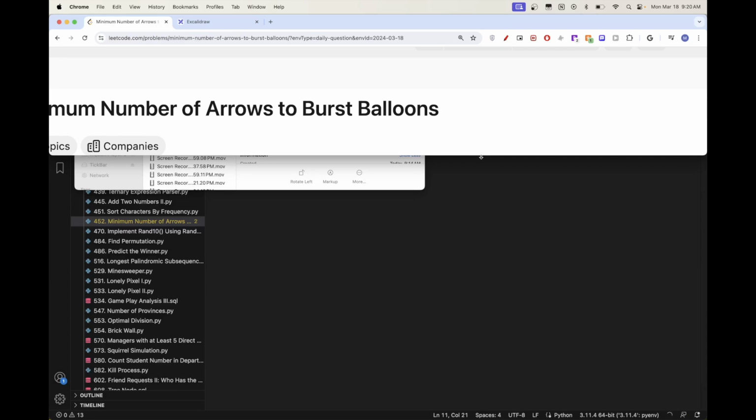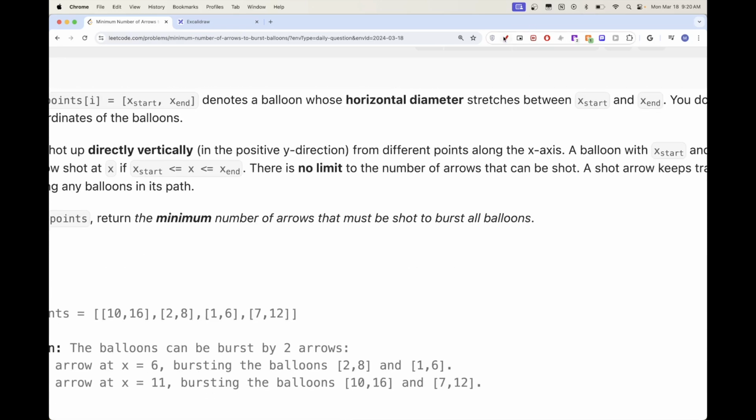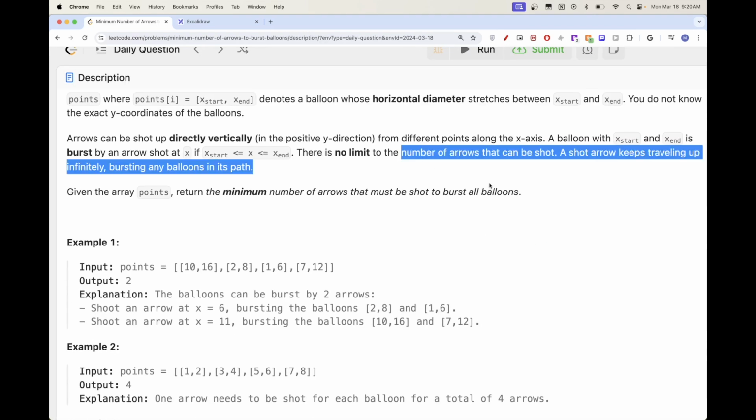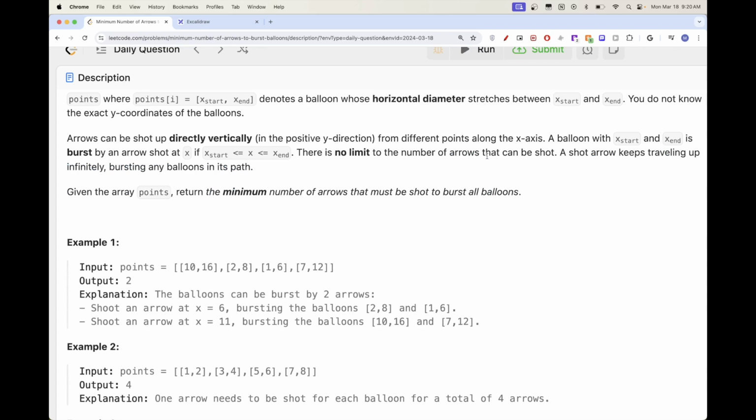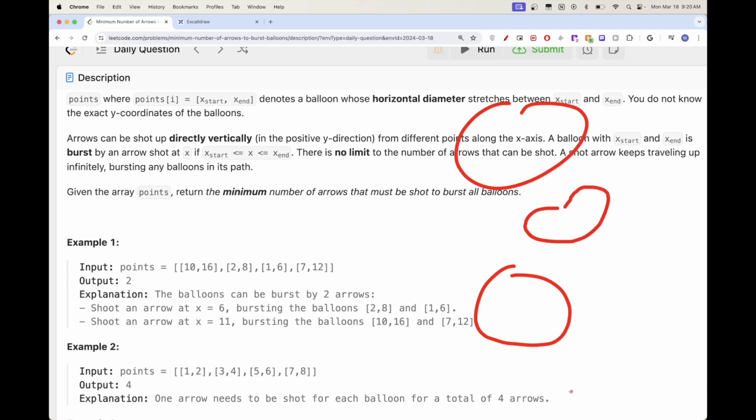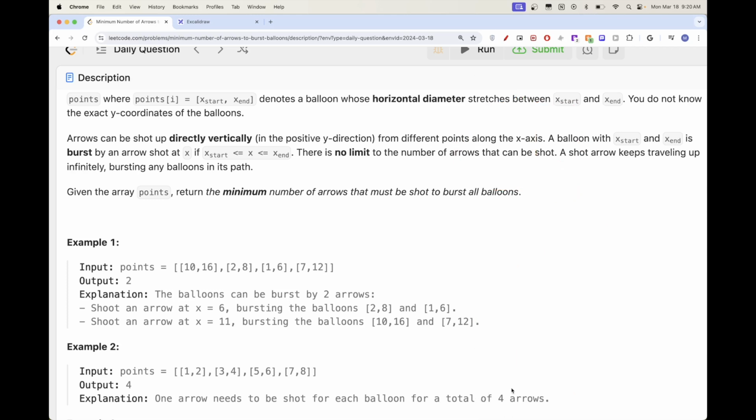It can be shot up basically like this, okay? Vertically. And there is no limit to the number of arrows that can be shot. And the shot can travel up indefinitely. So what that means is, if you have a balloon here, maybe you have a balloon here, and you have an arrow that gets shot like this, it will burst all three because it just keeps going up.